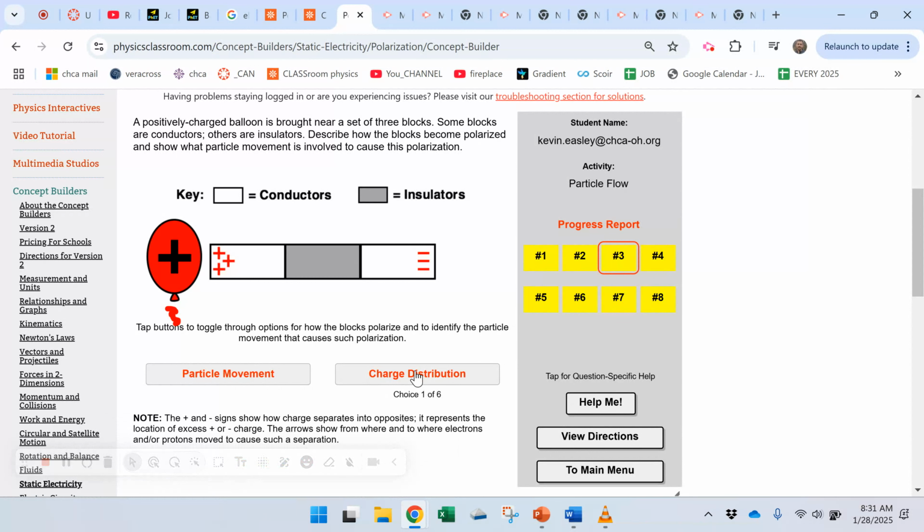click through these options, and the basic principle is insulators don't allow electrons to move, conductors do, and like charges repel and opposites attract. So what you're going to go through here is this one would actually be the correct answer because you end up in this conductor here. You have a bunch of electrons being attracted to the positive charge here.